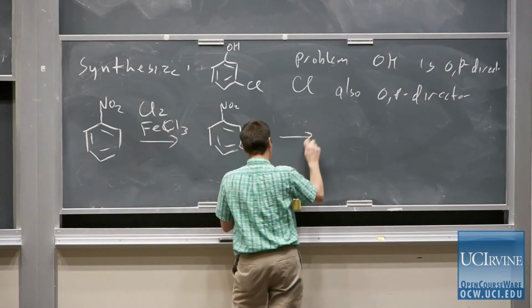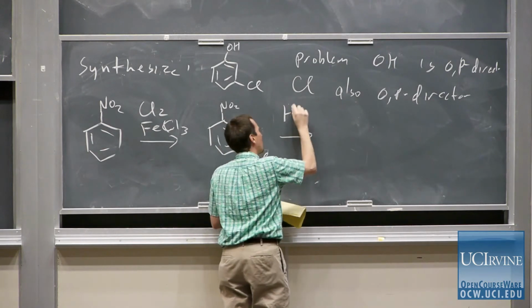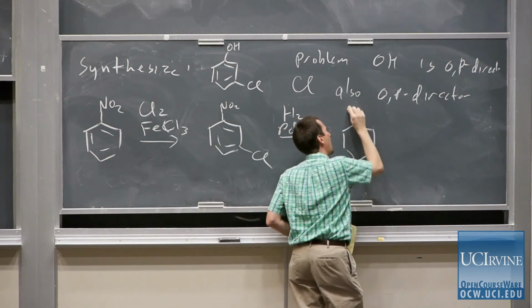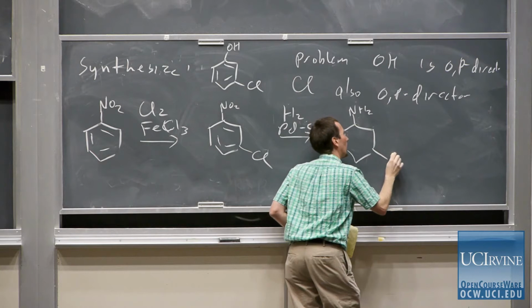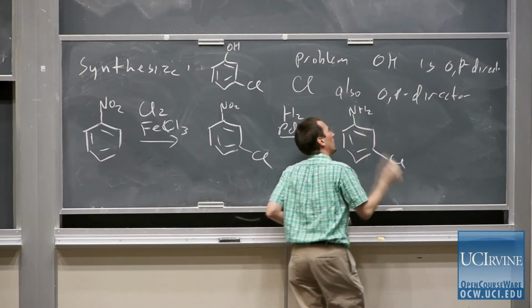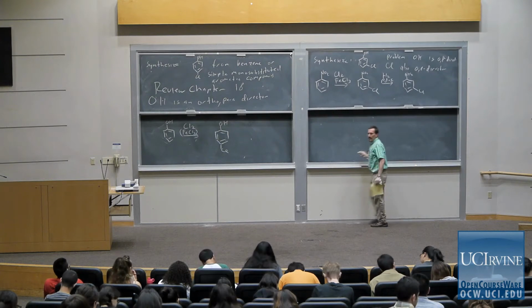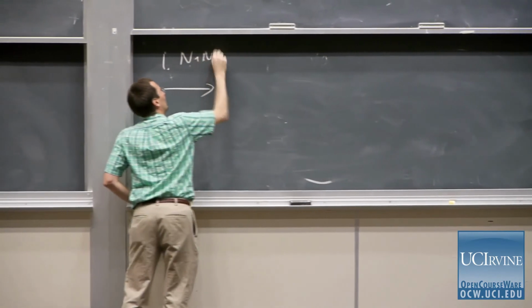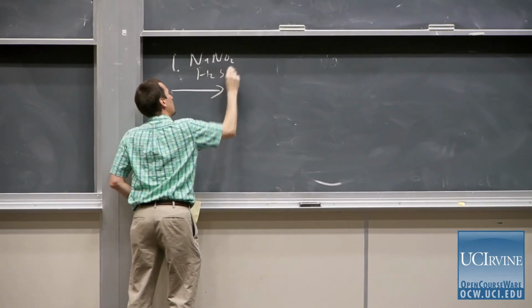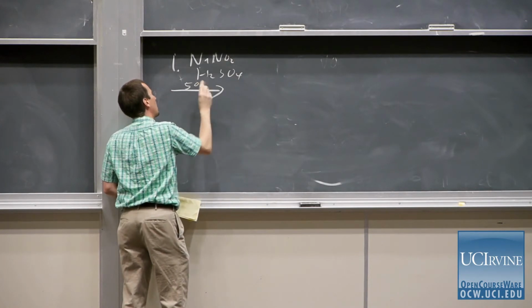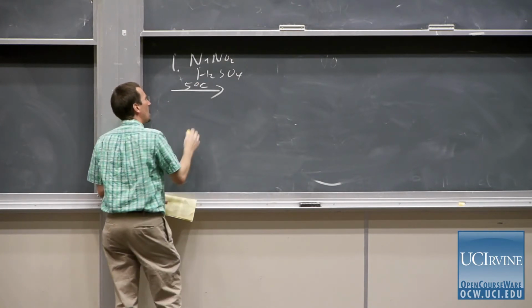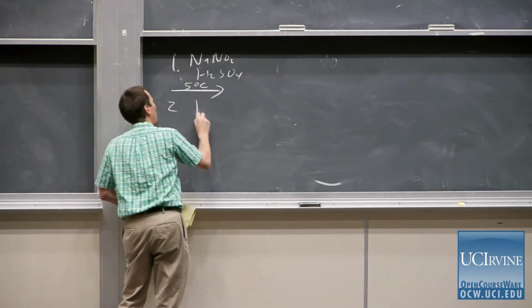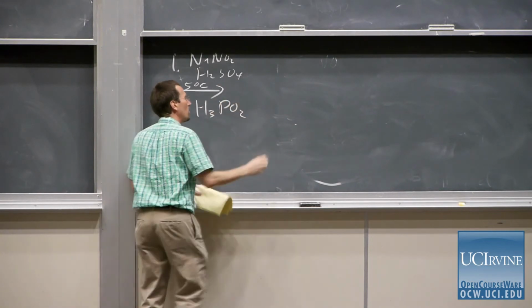I go ahead and hydrogenate. We can do H2 and palladium on carbon. That gets us to the aniline. And then I can take the aniline and I can diazotize. And I'll use sulfuric acid. Again, my personal preference, and I think the general experimental preference, I will diazotize to make the diazonium salt, and then I'll treat with phosphorus acid, H3PO2.